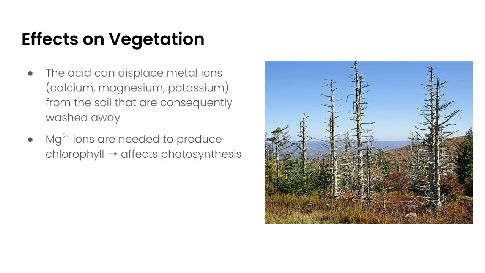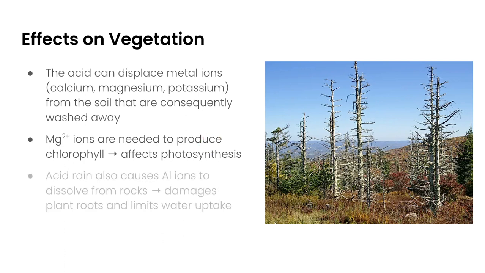And the problem with this, especially with magnesium ions, is that magnesium is needed to produce chlorophyll. And so, if plants are not able to produce chlorophyll, then that can affect its ability to do photosynthesis. And so, that is a major, major problem.